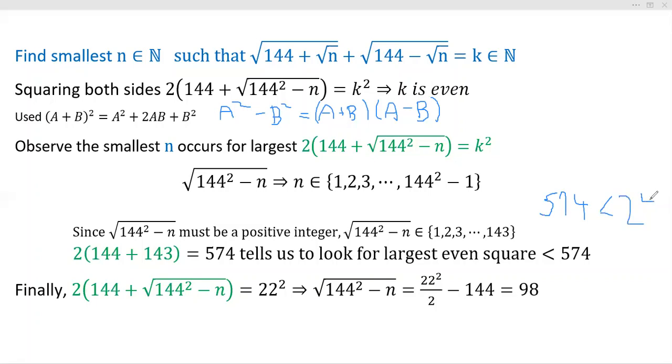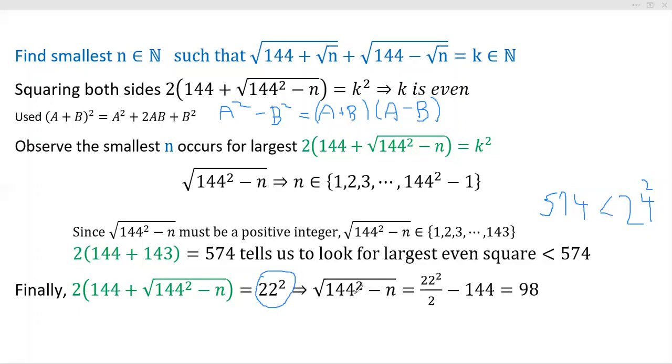Now, let's see, did I tell you that it has to be even also by this statement? K would have to be even, since 2 times anything is an even number, and for a square to be even, the value itself has to be even. So K is even from this statement. 574 is less than 24 squared. So 22 squared is the next smallest square, and that's where this 22 squared came in. Okay. Now, the rest of it is just manipulation. You're trying to isolate and figure out what the value of n is.